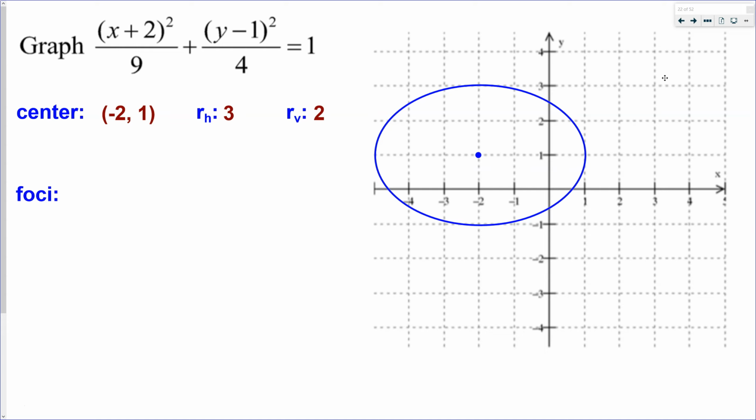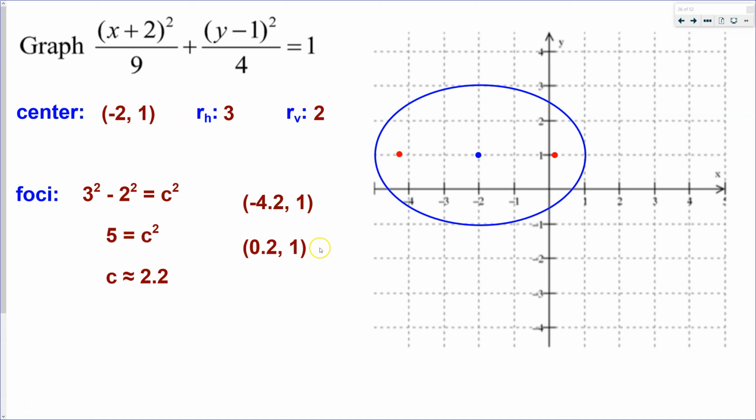The other thing you're going to be asked to do pretty much with every problem is find the foci. Once we know our horizontal radius and our vertical radius, this is a, this is b in that equation. So the longer radius and the shorter radius. So we can use that a squared minus b squared equals c squared formula. So we just plug in our numbers right there, solve for c. We get 2.2. Now that means that I'm going to travel from this point 2.2 out to the right and 2.2 out to the left. Put a dot there. And to find those coordinates, basically you take your x coordinate here, subtract 2.2, and add 2.2 to get there.